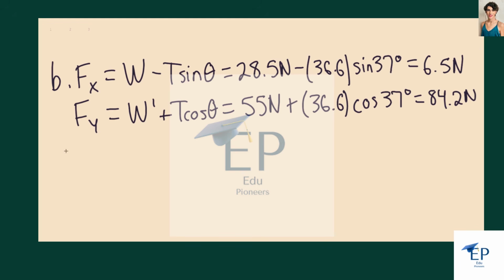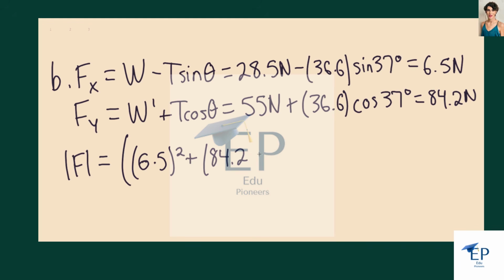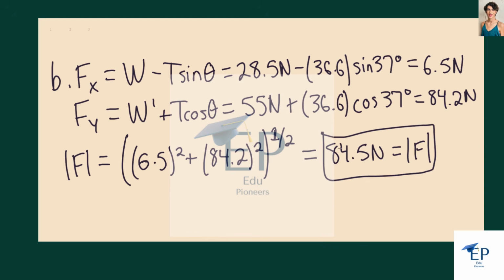So to find the magnitude of the reaction force, this would simply be equal to 6.5 squared plus 84.2 squared, all to the 1/2 power. And this is giving us 84.5 newtons. This would be the magnitude of the reactionary force. That's the final answer for part B. That is the end of the solution.